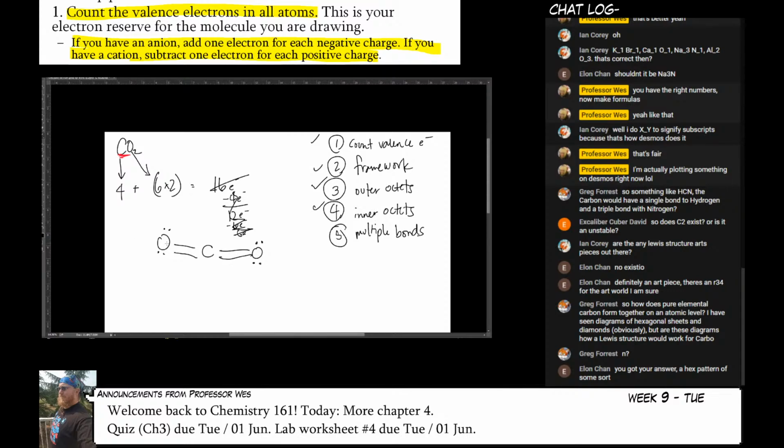And now everything has an octet, because this oxygen still has an octet. There are 1, 2, 3, 4 electrons, and then each bond counts as 2, right? So that's an octet. Each bond again counts as 2 for carbon. And for oxygen, 1, 2, 3, 4, bond, bond, bond, bond. So there is an octet around every atom. My structure is now complete, and we can tidy it up. And there you go.